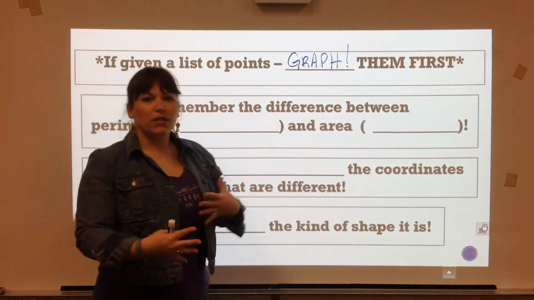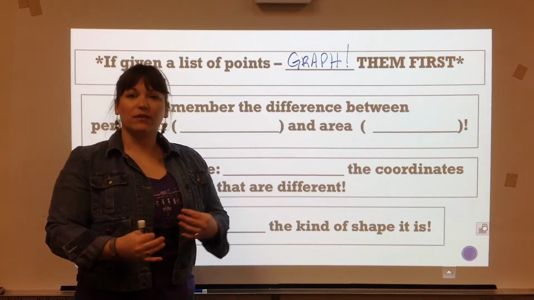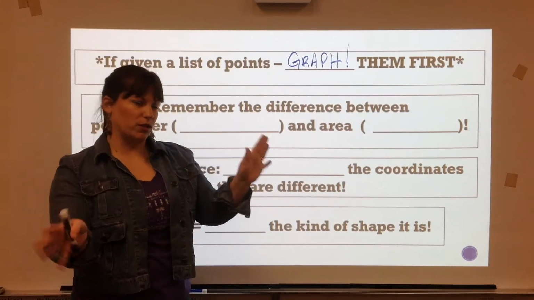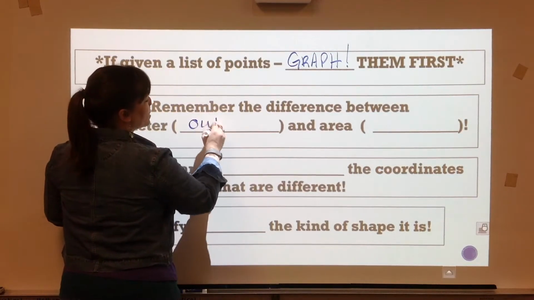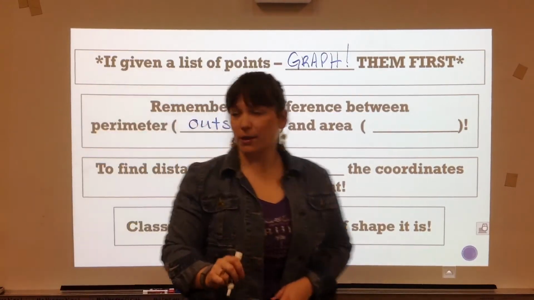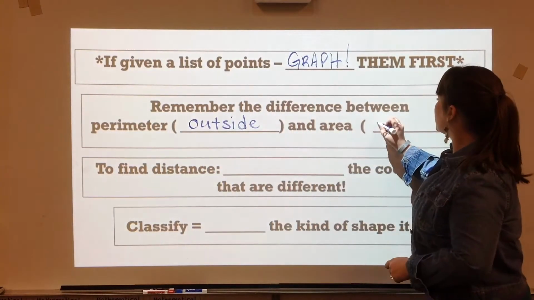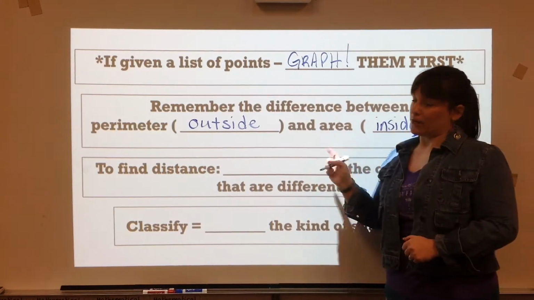You're going to today see questions about the perimeter and the area. So you have to make sure you're keeping straight which one is which. So perimeter is going to be referring to the outside edge or the fence around the shape, versus the area is the number of square units that will fill the inside of the shape.